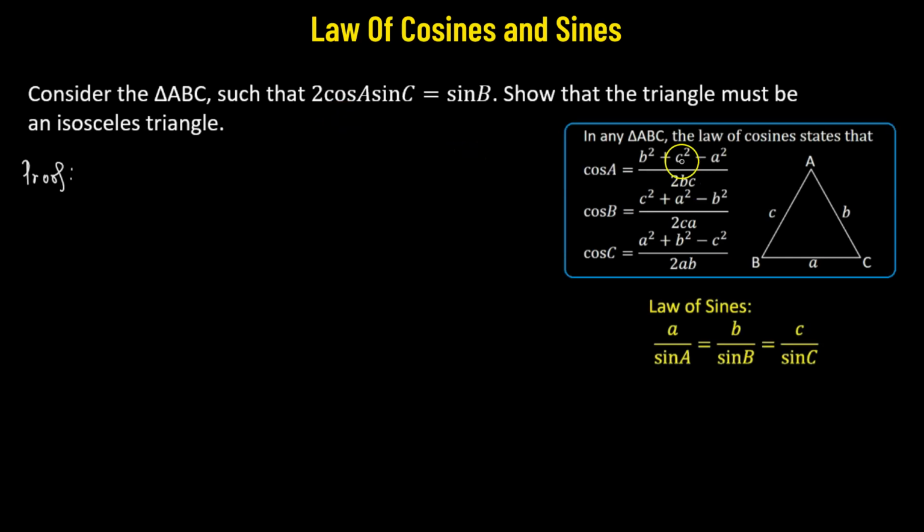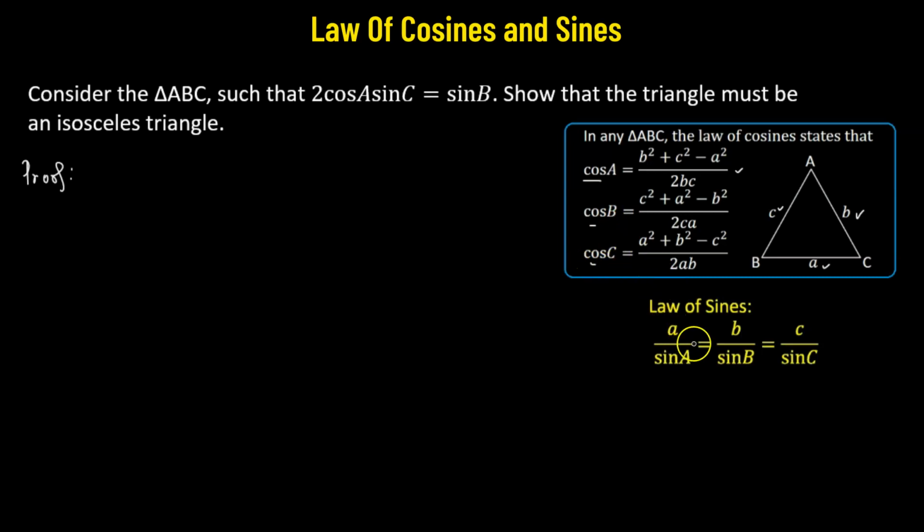So we have a triangle ABC. Then the sides opposite to angle A, B and C are represented by the letters a, b and c in lowercase. Then the law of cosine states that the cosine of angle A in terms of its sides is given by b squared plus c squared minus a squared over 2bc. Similarly, we can define cosine of angle B and cosine of angle C.